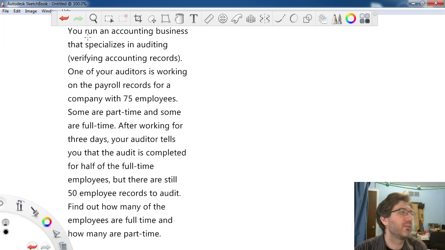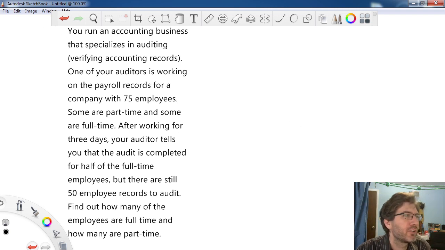Okay, you run an accounting business that specializes in auditing, which is verifying records, if you didn't know what that is. One of the auditors is working on the payroll records for a company with 75 employees. Some are part-time and some are full-time. After working for 3 days, your auditor tells you that the audit is completed for half of the full-time employees, but there are still 50 employee records to audit. Find out how many employees are full-time and how many are part-time. So kind of a puzzly question here.